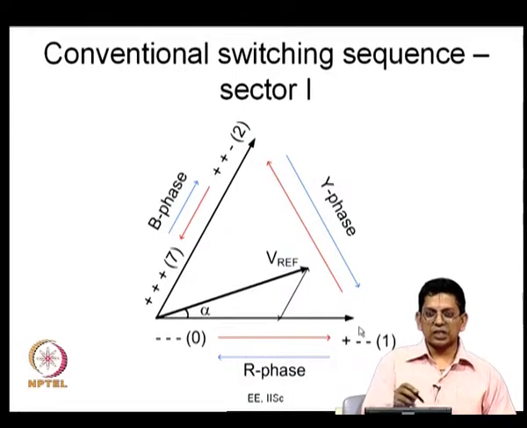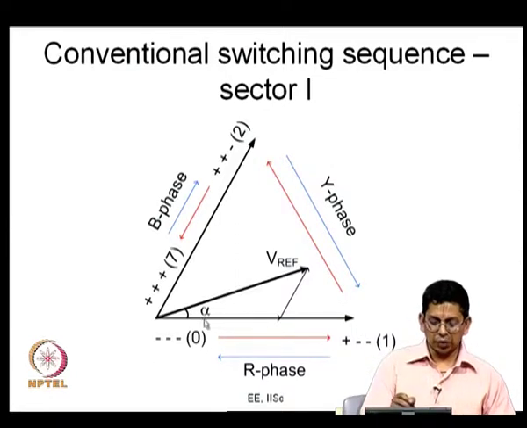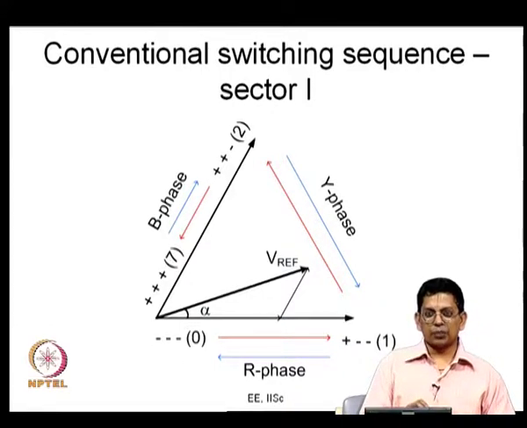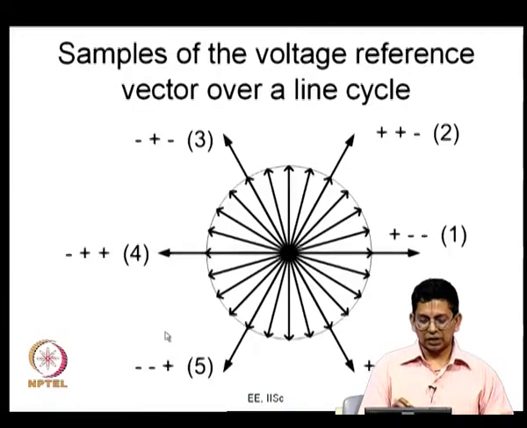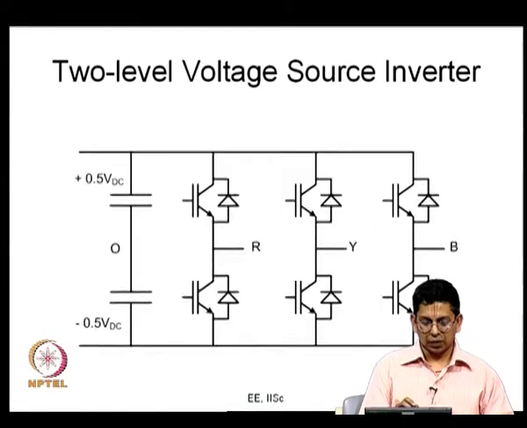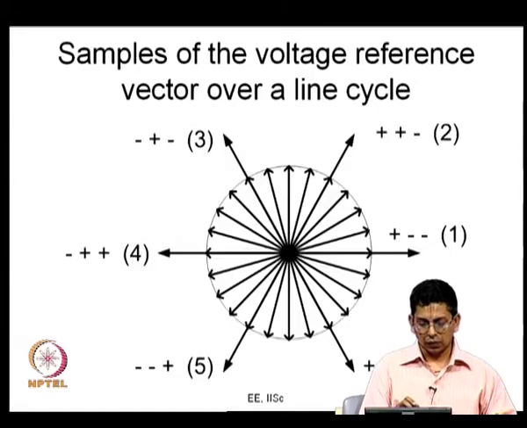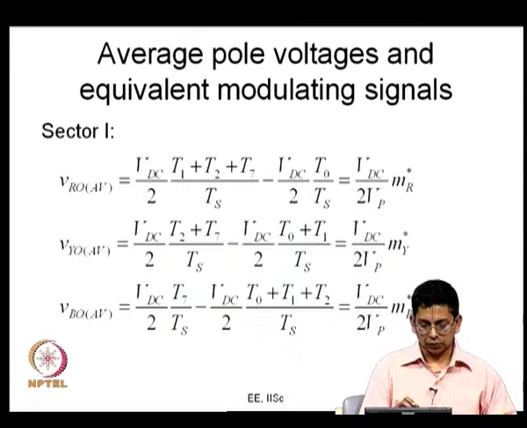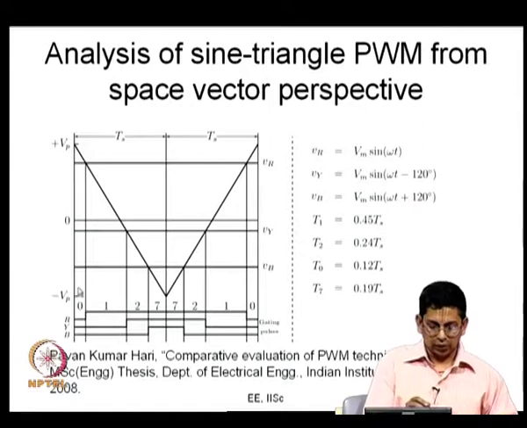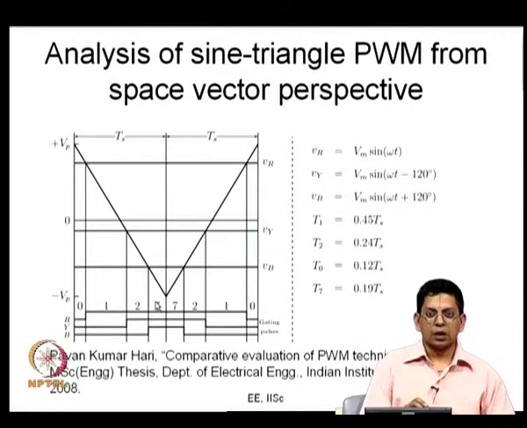We see that in sine triangle PWM it is pretty much the same thing. The only difference is that in space vector PWM both null states are applied for equal durations, T0 is equal to T7 is equal to 0.5 Tz, whereas in sine triangle PWM T0 is typically not equal to T7. That is the difference pointed out here. You can see that this is not equal to this, so these can be made equal to one another.